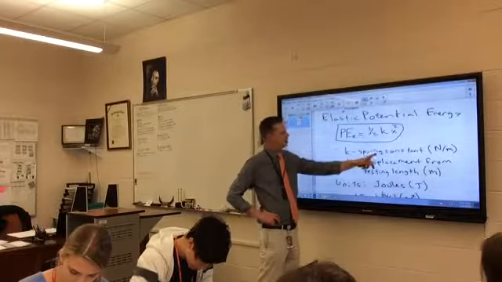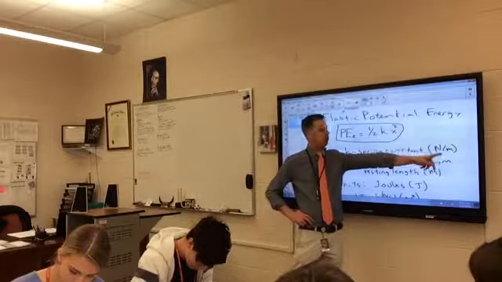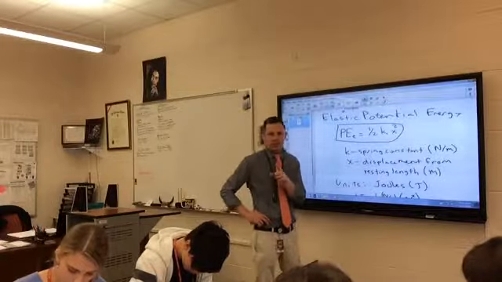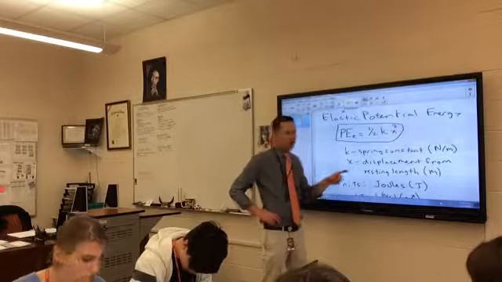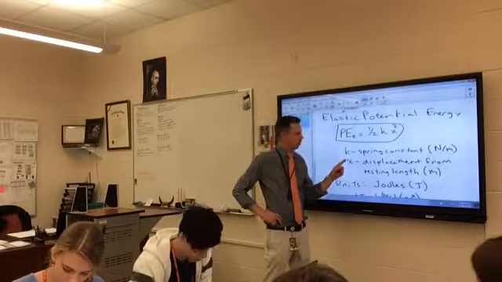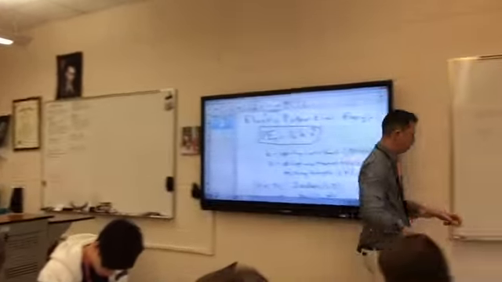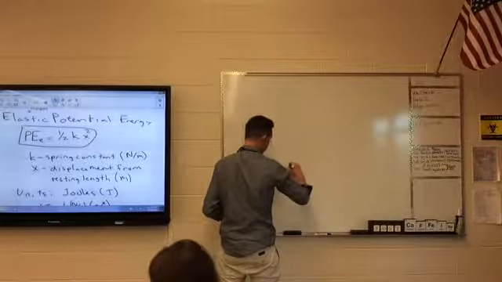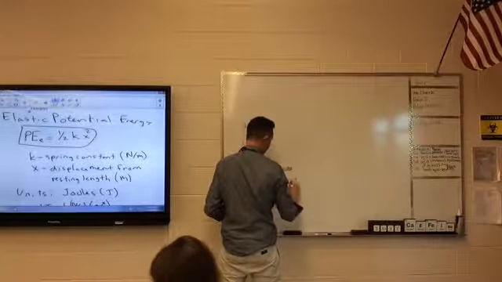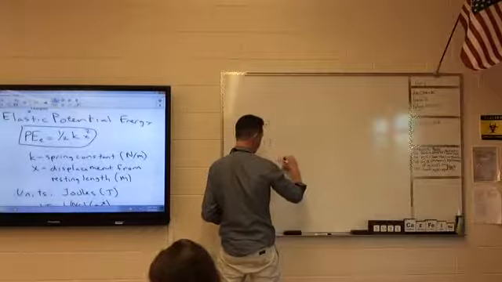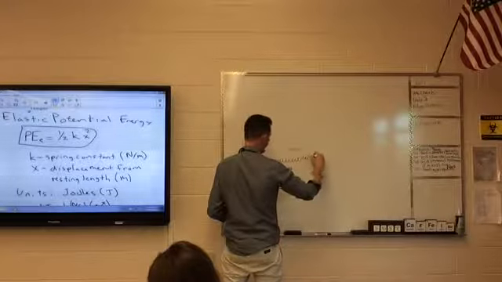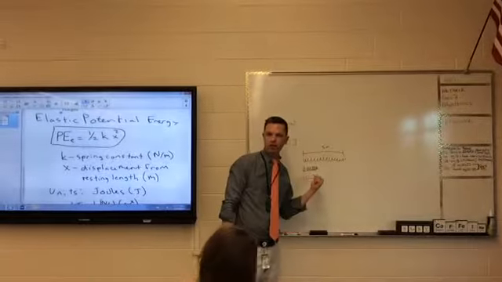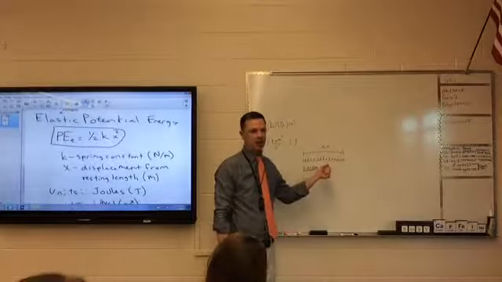So the k here is the spring constant. It's actually measured in newtons per meter. x is the displacement from the resting length, which is in meters. Now this is the tricky part about this formula: x is the displacement from resting length. So what does that really mean? What if I had a 2 meter long spring, and then I stretched that 2 meter long spring to, we'll say, 5 meters. And I'm just making up numbers here, okay? Now, x would not be the 2 meters. x would not be the 5 meters. x would be 3 meters.